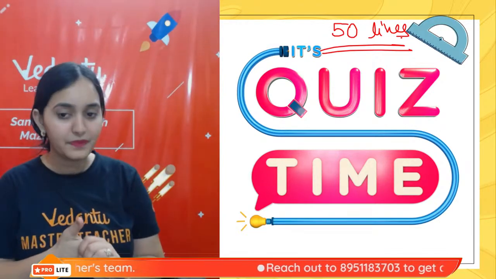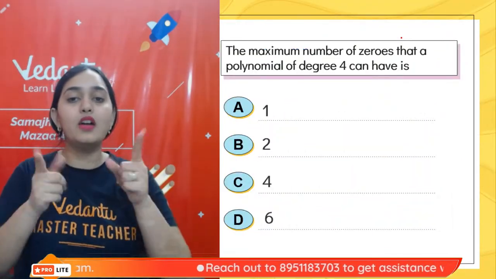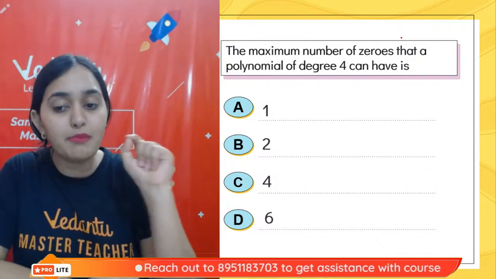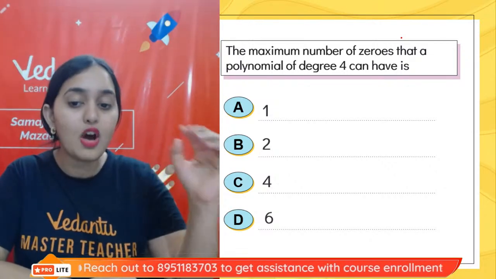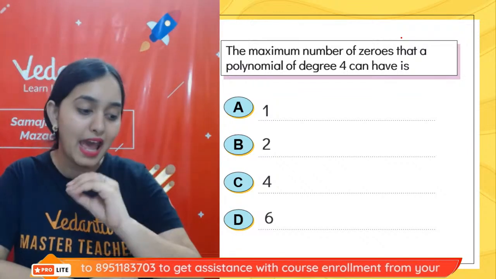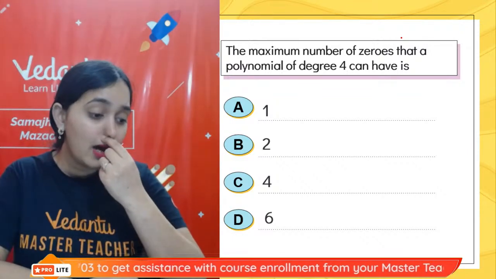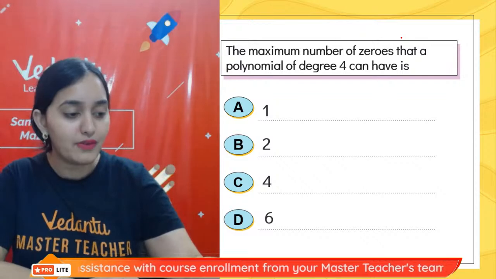Normal quiz. Okay. Chalo. Question number 1 on your screen. The maximum number of zeros that a polynomial of degree 4 can have is dash. Mayank, in the next class we will have wave quiz. Pakka se.